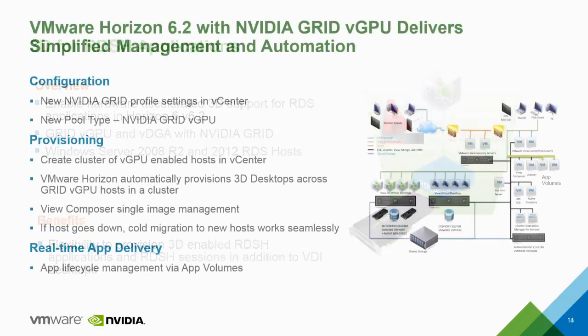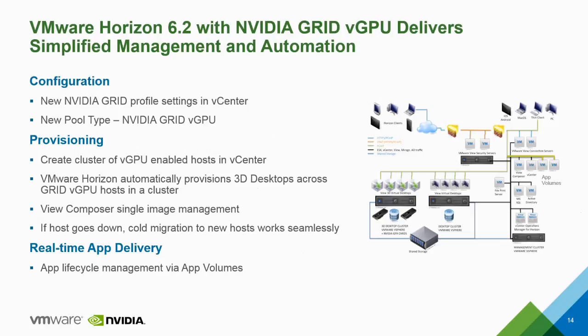Right. So with Horizon 6.2, we really made it very simple to make automation of 3D desktops really easy. First and foremost, we added a couple of new settings in vCenter to work with Grid vGPU. In Grid vGPU, you go into vCenter and you create a resource pool. You take a bunch of servers that have Grid cards in them and build a cluster out of it. Once you've built that cluster, you create a VM with a profile for each graphics card you care about.